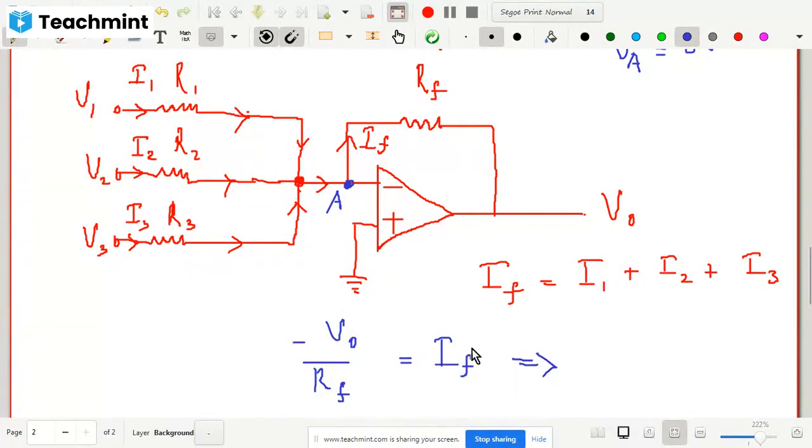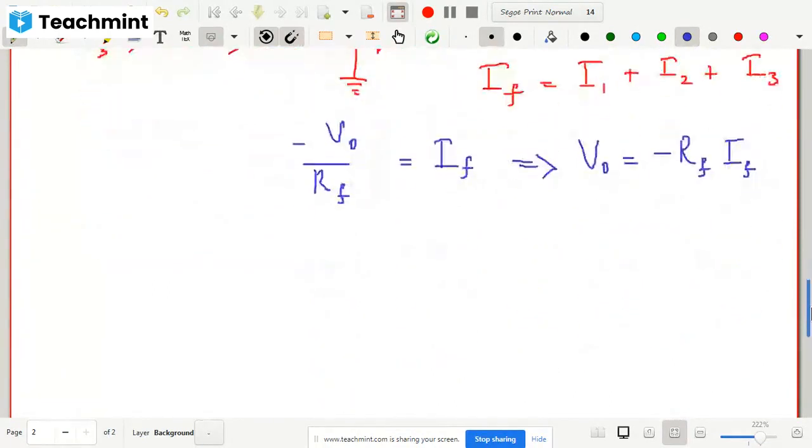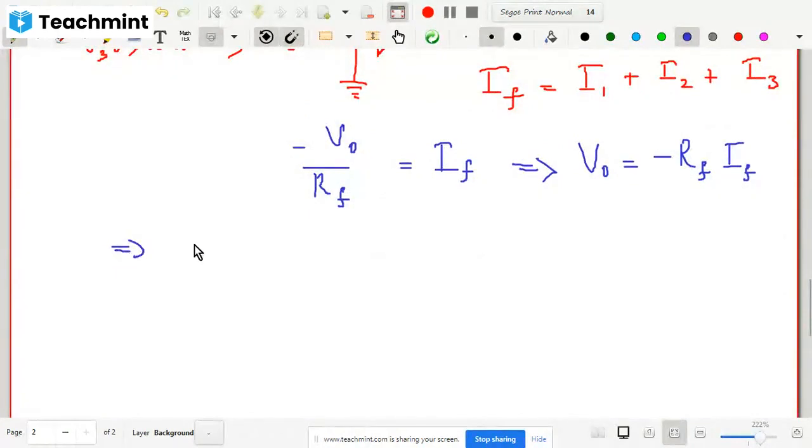So this implies that V out is equal to minus, you put this minus sign to this side, so it will be minus of IF into RF, or you can write minus RF into IF. Now let us put the value of IF here. IF is I1 plus I2 plus I3. So V naught is equal to minus RF times I1 plus I2 plus I3.